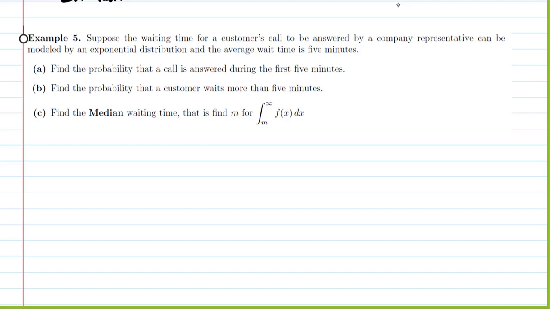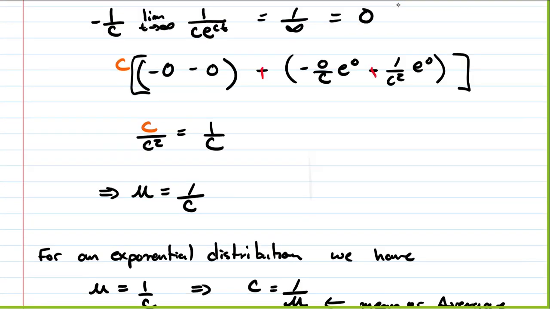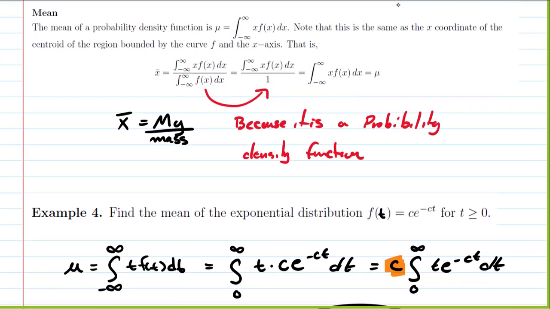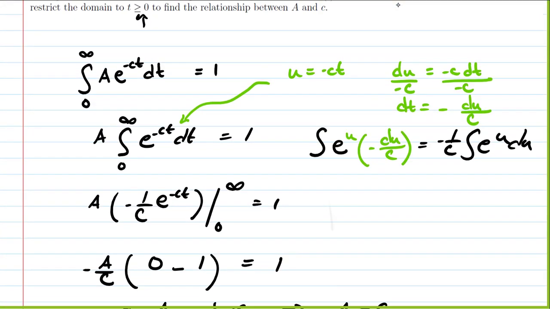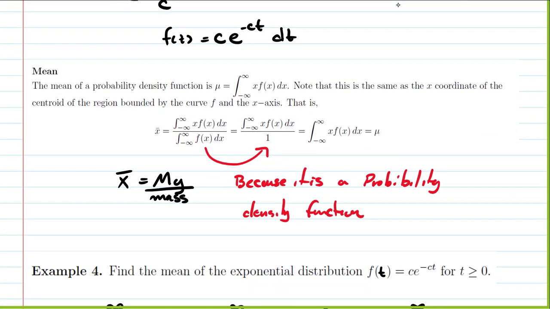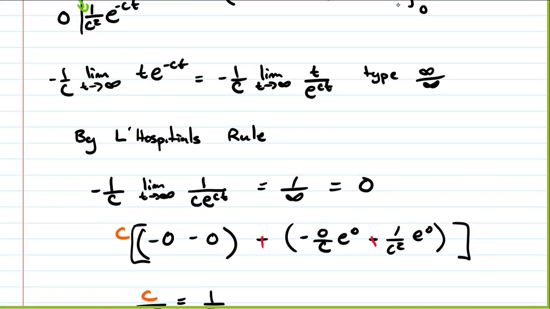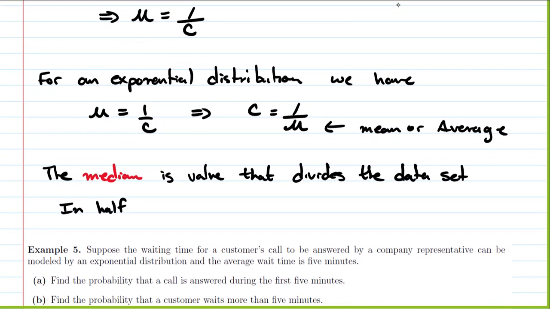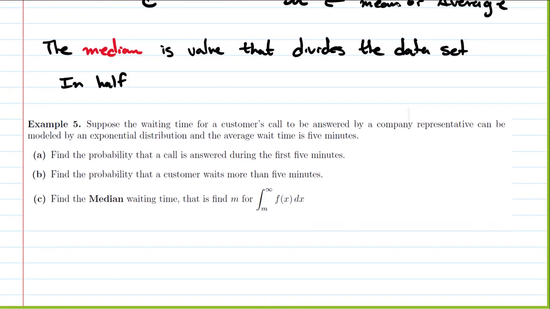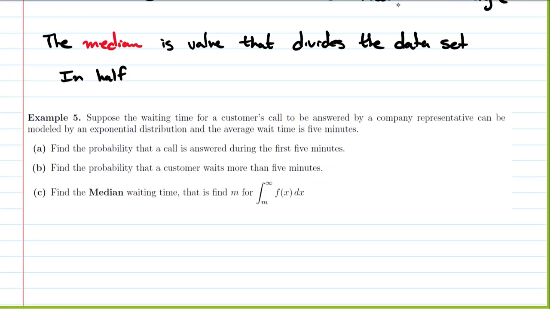Using these facts, we know from our previous work that our exponential distribution looks like this: f of t equals c e to the negative c t. But we also know that c is equal to 1 over mu, right? And mu is what again? The average or the mean. So let's put all of this together.